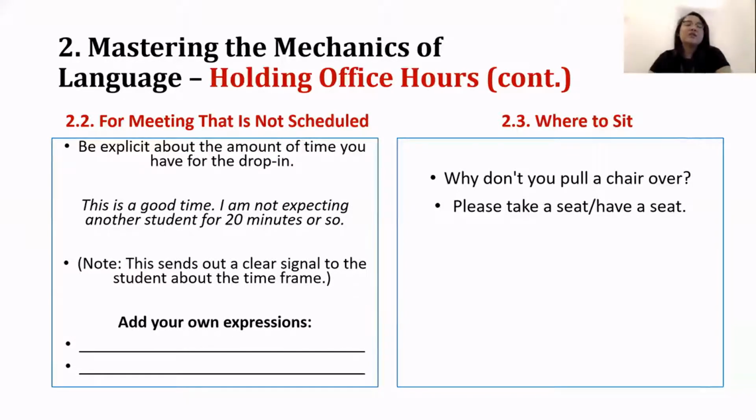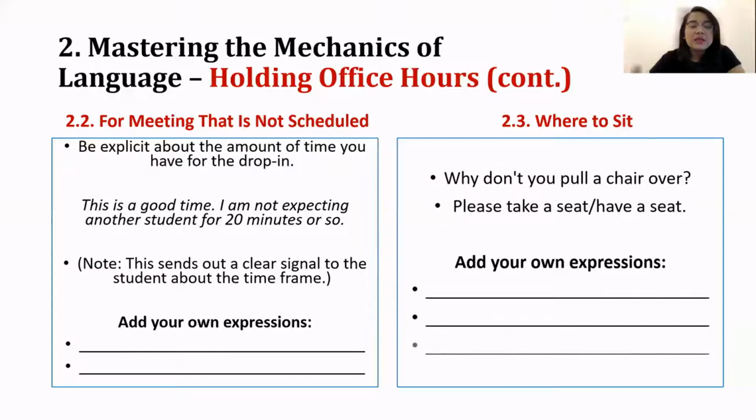Good. So when they come to our office, we can ask them to stand all the time, right? We need to ask them to sit down, and we can say those two expressions to them, to pull over a chair, or to let them have a seat. So if you are a TA, what will you say to your students coming to your office to tell them where to sit?